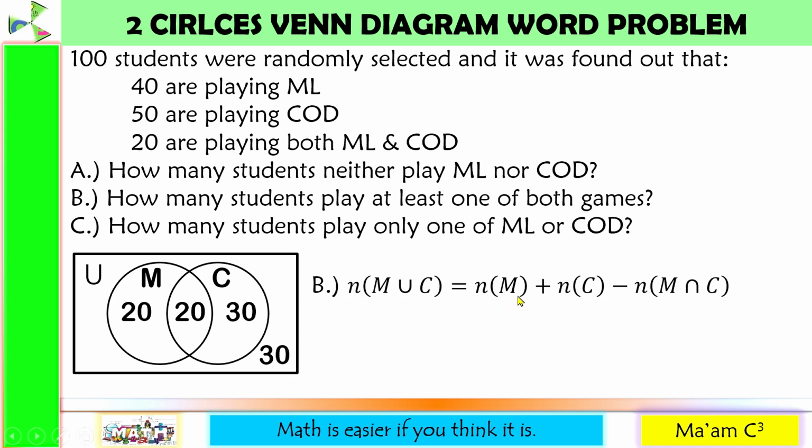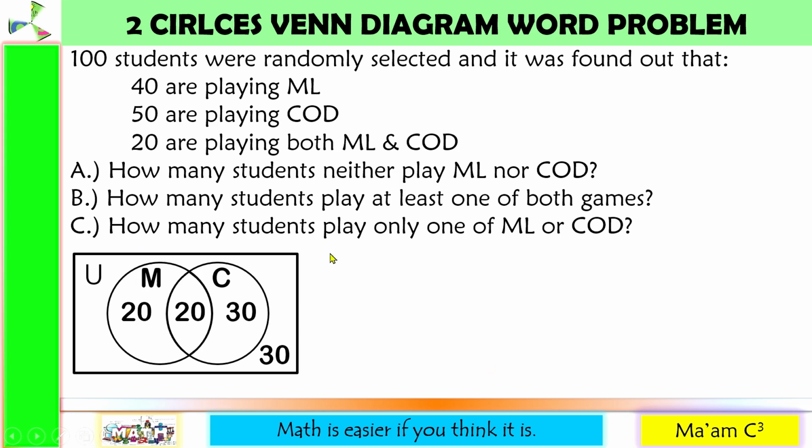We already know the formula, cardinality of M plus cardinality of C minus the cardinality of M intersection C. So cardinality of M again is 40, cardinality of C again is 50, and the cardinality of the intersection of M and C is 20. So 40 plus 50 is 90, minus 20 is equal to 70. In Venn diagram, we can easily see that 20 plus 20, 40 plus 30 is 70. Last one.